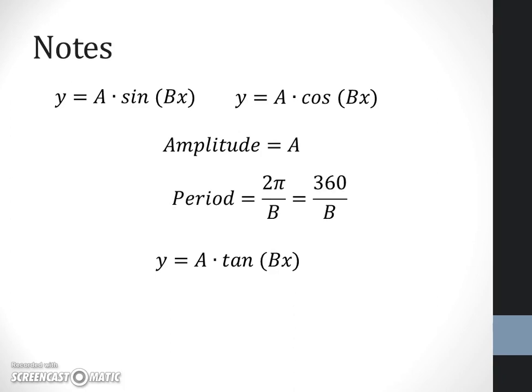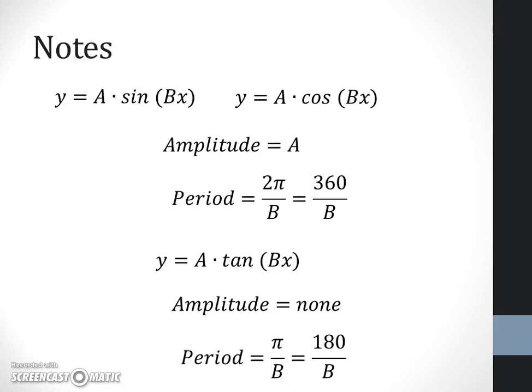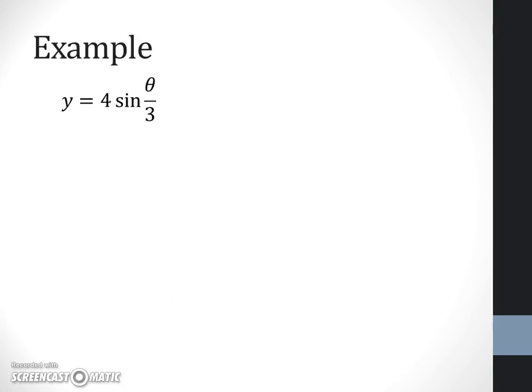The period is 2 pi if you're in radian mode, 360 if you're in degree mode. You divide by b, the coefficient of x. Okay, for tangent, there just is no amplitude, always. And then the period is pi divided by b, or 180 divided by b. Alright, let's see this done.